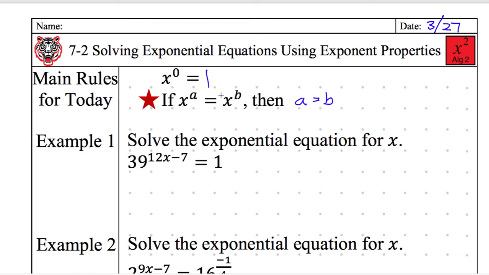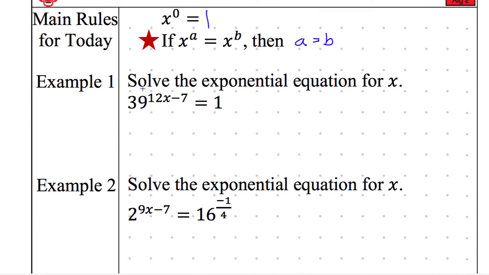We have one homework assignment tonight. Let's jump right in. Example 1. Something to a power is equal to 1. What am I going to do? I'm using one of these two rules. Try to figure out which rule it is.